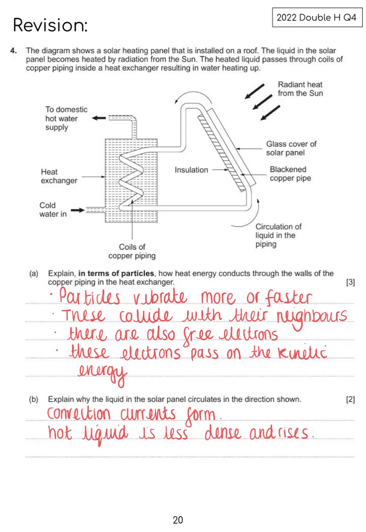That's because convection currents are forming, because hot liquids are less dense and they rise. And then we have a maths question about this solar panel. So it's saying we have 960 joules of energy per second from the sun. Only a third of it is used to heat the liquid.